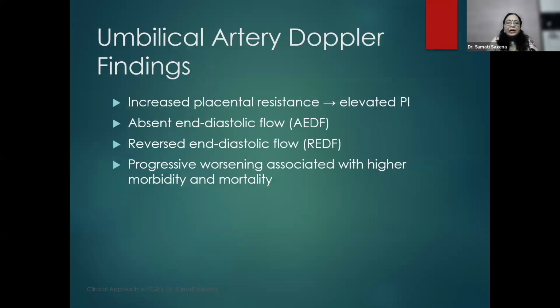So in umbilical artery Doppler findings, there is increased placental resistance, which is manifested by an elevated pulsatility index, which is followed by absent end diastolic flow, and lastly there is reverse end diastolic flow. So progressive worsening is associated with higher morbidity and mortality.